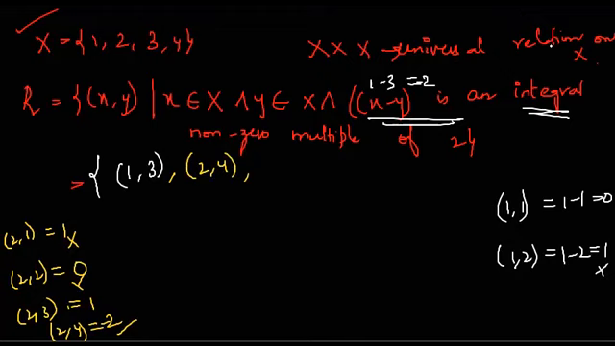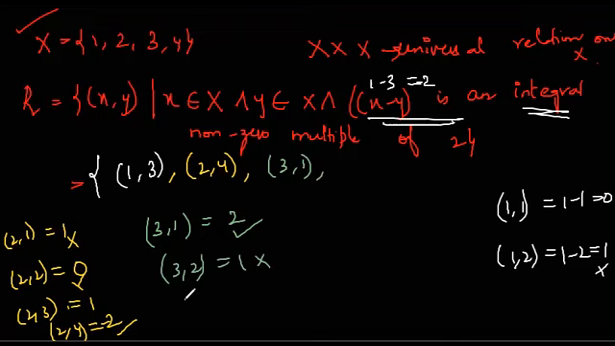Now the next thing is, let's begin with the 3. 3 comma 1 will give you 3 minus 1, 2, a multiple of 2, so we can consider 3 comma 1. What about 3 comma 2? 3 minus 2 is 1, not a multiple. 3 comma 3 is 0, we are not supposed to take 0, so we are leaving that. 3 comma 4, still 1 minus 1, and it is not a multiple.